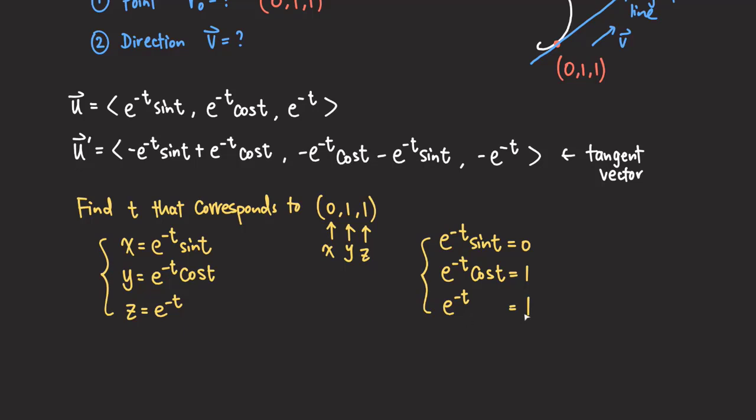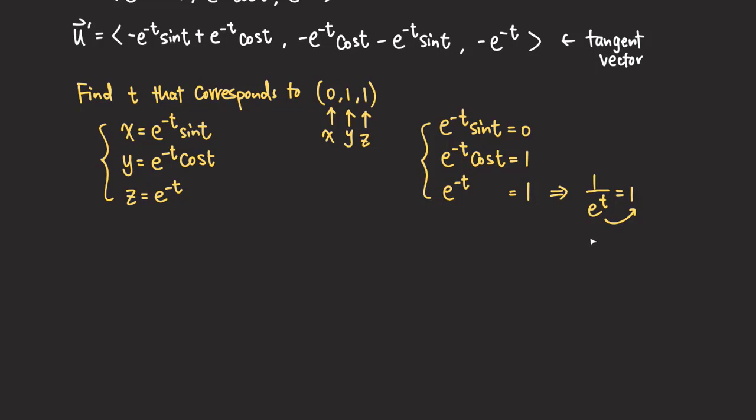The easiest one, as you can see, is the third equation over here. So we should look at this equation and see what's going on. If you simplify it, this has negative exponents, so we can write it as 1 over e to the t, and that is equal to 1. So we can multiply e to the t to this side, and then we get 1 is equal to e to the t.